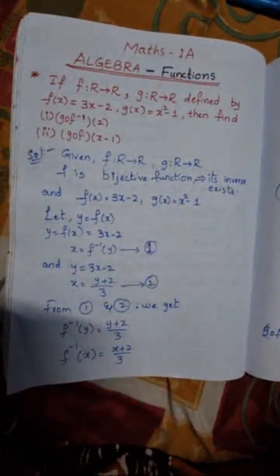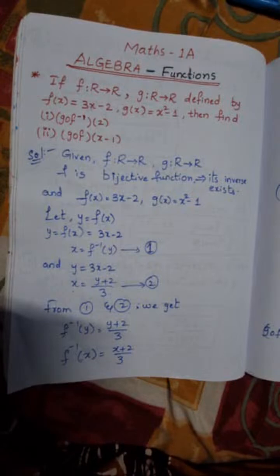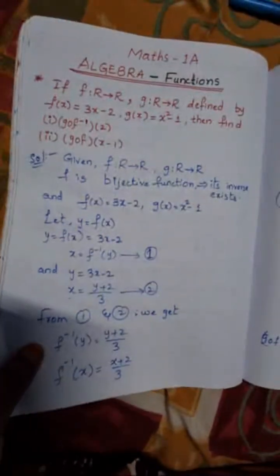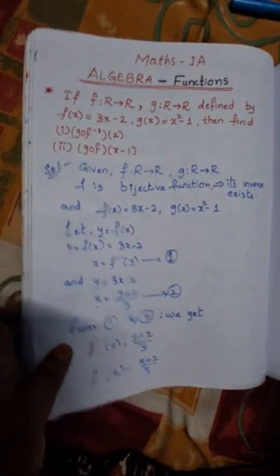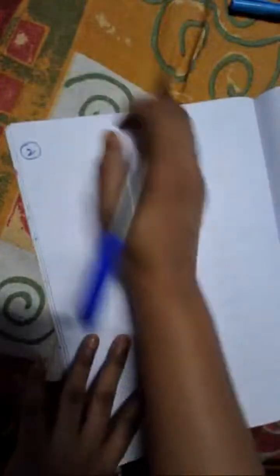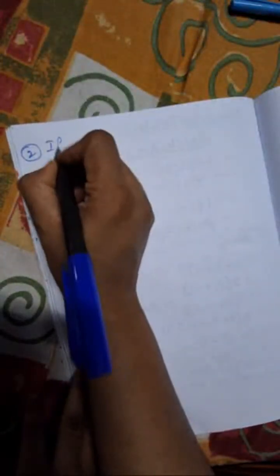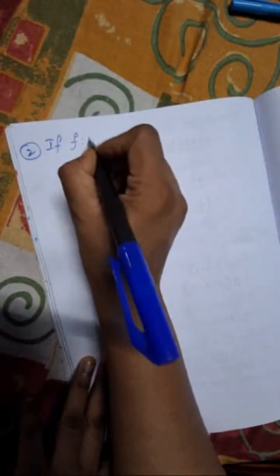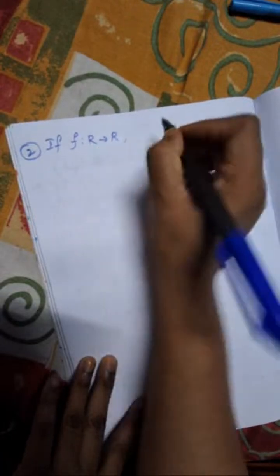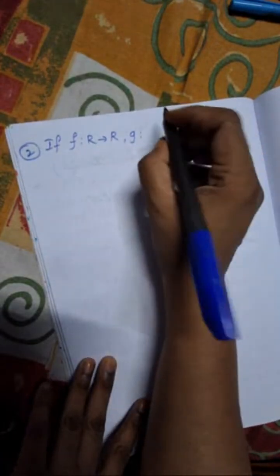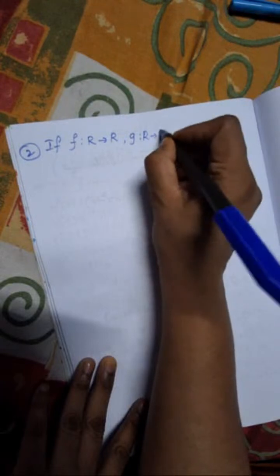Now, another important one. We have simple questions in this chapter, children. I have another important question. This is also very important and repeatedly asked in many exams. So I am solving only important questions, children.